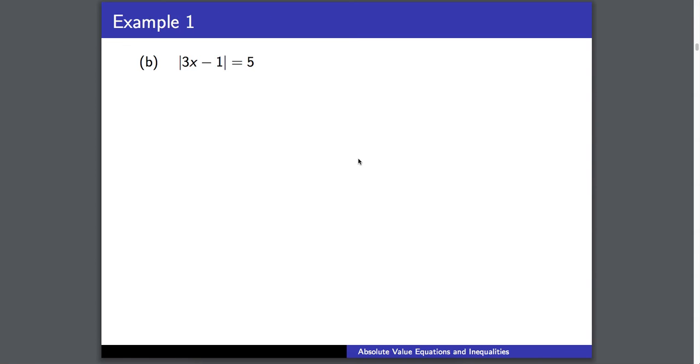Part B, we have the absolute value of 3x minus 1 equals 5. So we either have 3x minus 1 equals 5, or maybe 3x minus 1 equals negative 5, because again, the absolute value of 5 could equal 5, but also the absolute value of negative 5 could equal 5. So what's inside those absolute value bars, the 3x minus 1, has to either equal 5 or negative 5. So adding 1 to both sides in each equation, we get 3x equals 6. Here we get 3x equals negative 4. Divide both sides by 3, we get x is 2, and we get x is negative 4/3.